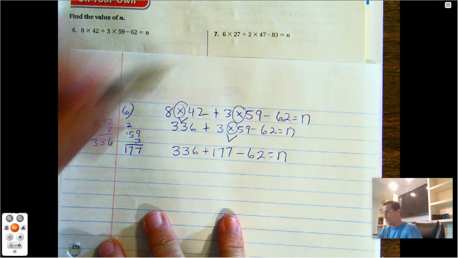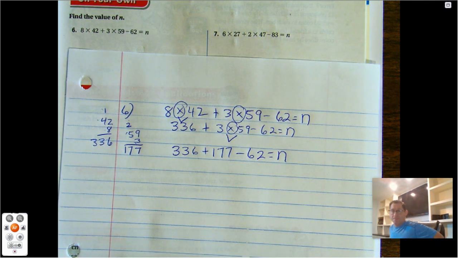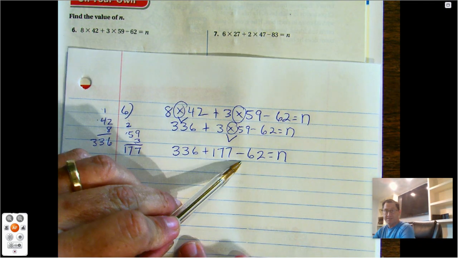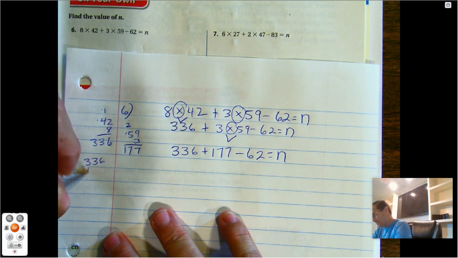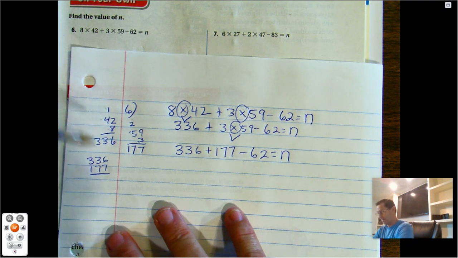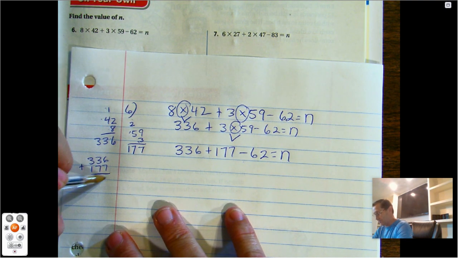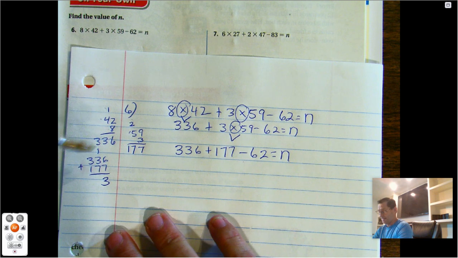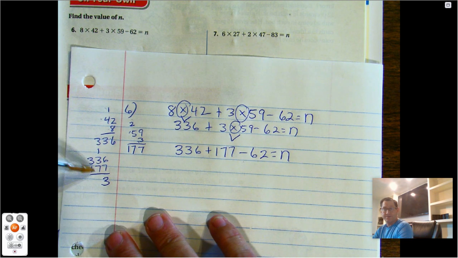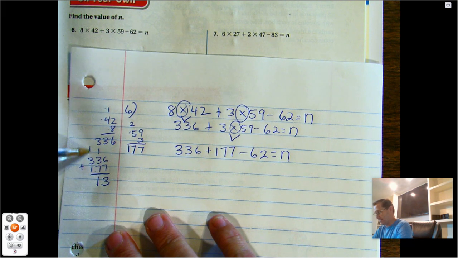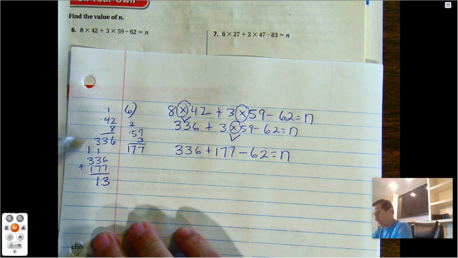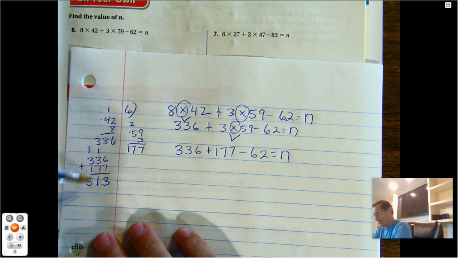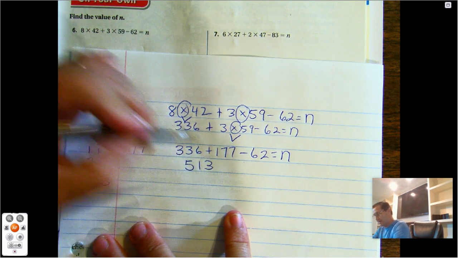Now we have addition and subtraction. I'm just going to go left to right. 336 plus 177. 7 and 6 ones is 13 ones. Regroup that as 1 ten and 3 ones. 7 and 3 tens is 10 tens, plus 1 more is 11 tens. Regroup that as 100 and 1 ten. And then add up the hundreds, and we have 5 hundreds. So 513 take away 62 is what number?